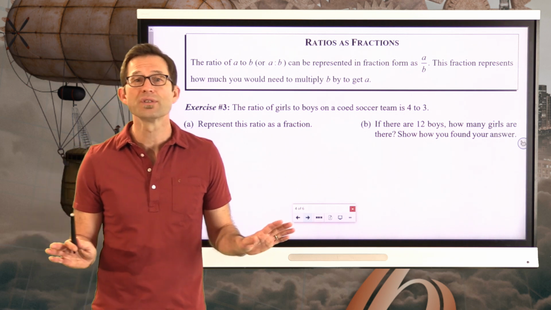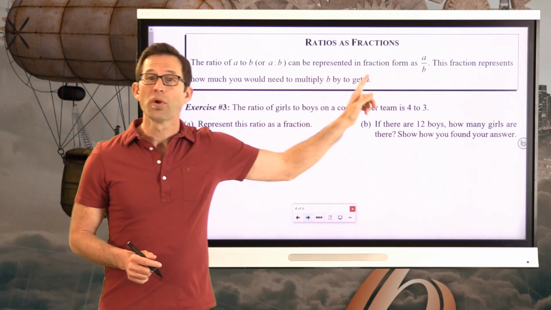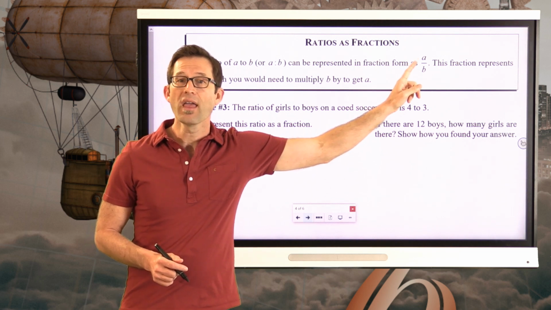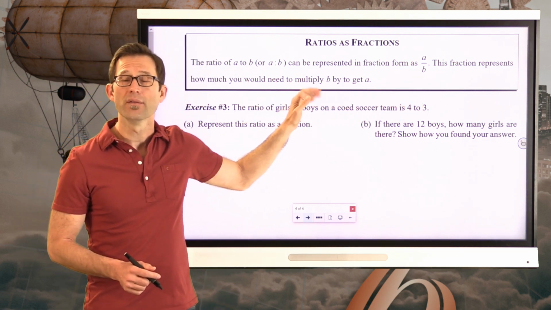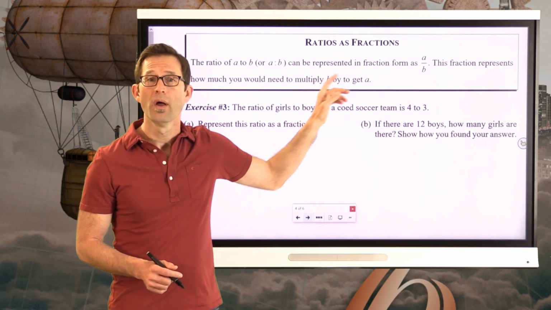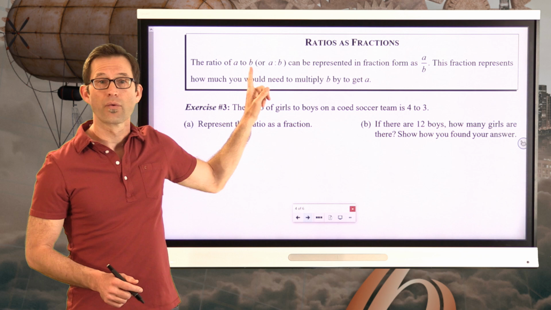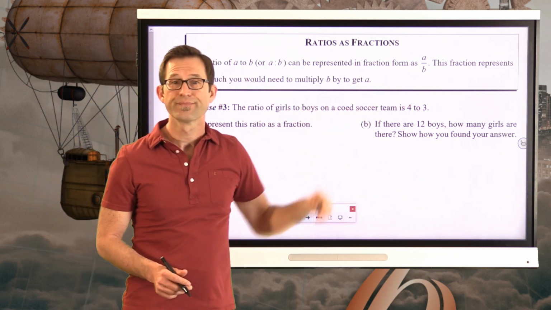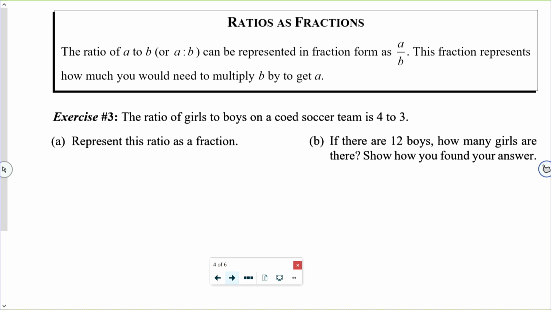All right, ratios as fractions. The ratio of A to B, or A colon B, can be represented in fraction form as A over B. So when you look at the ratio of A to B, when put in fraction form, the first number in the ratio is the numerator, and the second number in the ratio is the denominator. All right, so let's play around with this in exercise 3. The ratio of girls to boys on a co-ed soccer team is 4:3. Represent this ratio as a fraction.